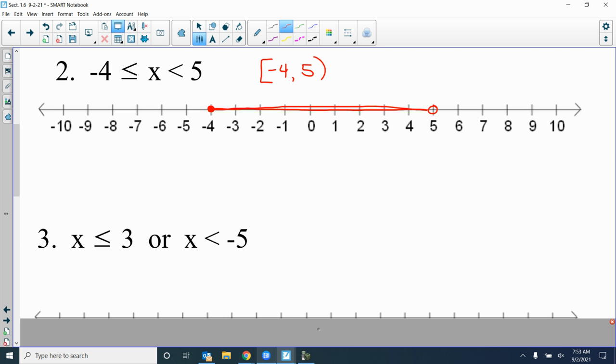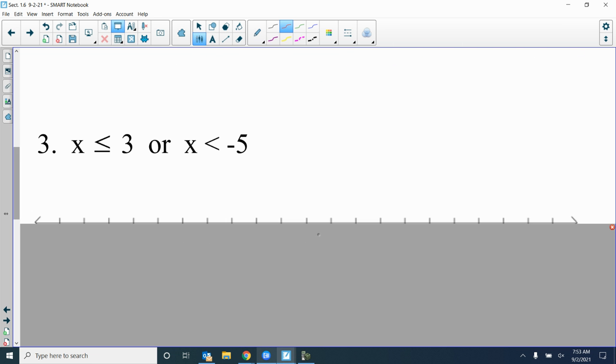All right, x is less than or equal to 3, or x is less than -5. Sometimes the two inequalities will merge into one final answer. You've got to make sure you have the final answer graphed for that. So I'm going to do that. I wouldn't put it down on your number line yet. So I'm going to do a little bit of work above it.